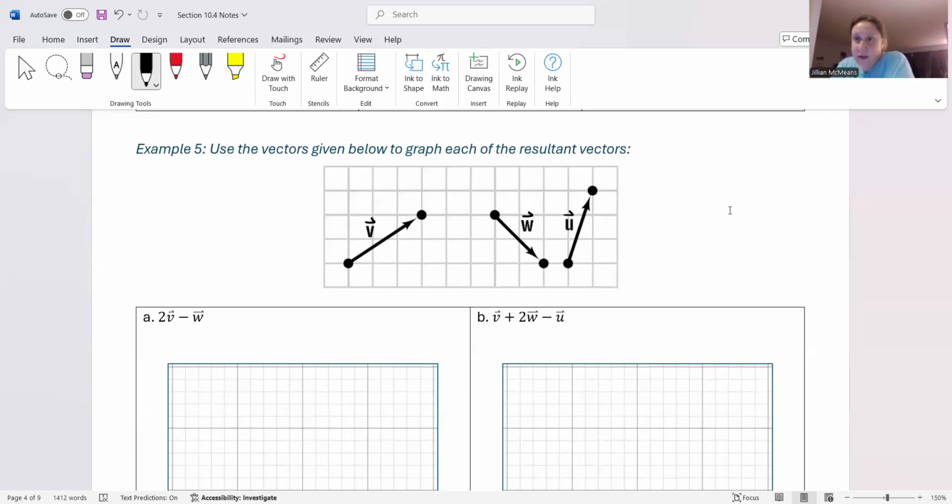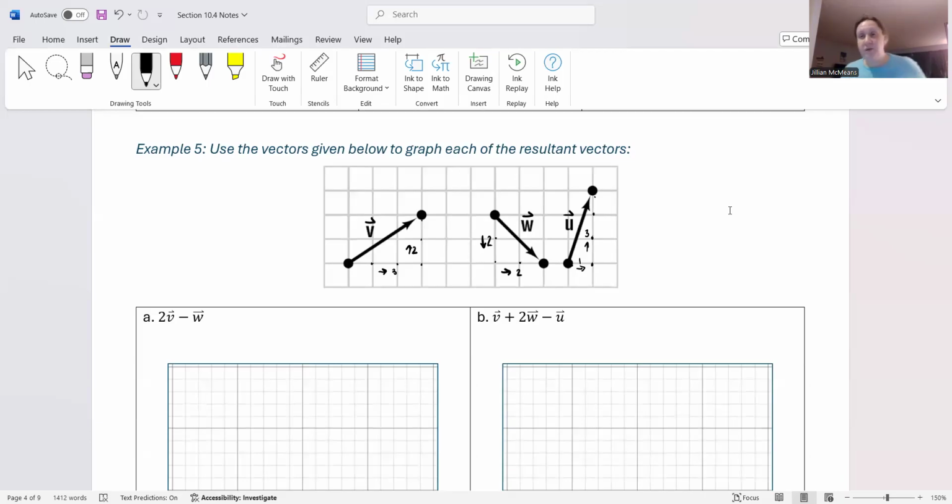So we have vector v. Let's make note of the movement that's happening here horizontally and vertically. From our initial point to our terminal point, we go to the right 3 and up 2, okay? For vector w, we would have to go down 2 and then to the right 2. So again, from the initial point to the terminal point, down 2 to the right 2. And then for vector u, we would go to the right 1 and then up 3.